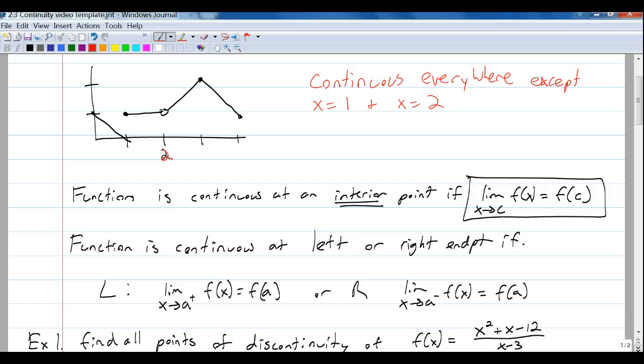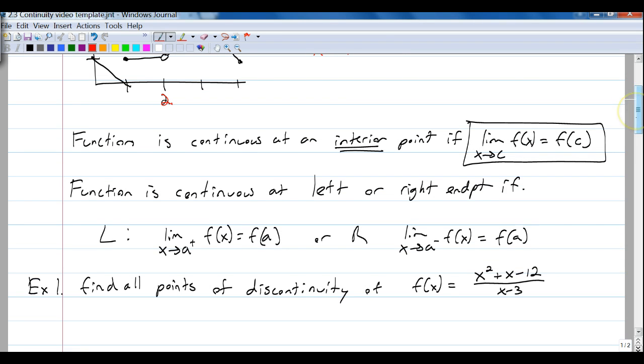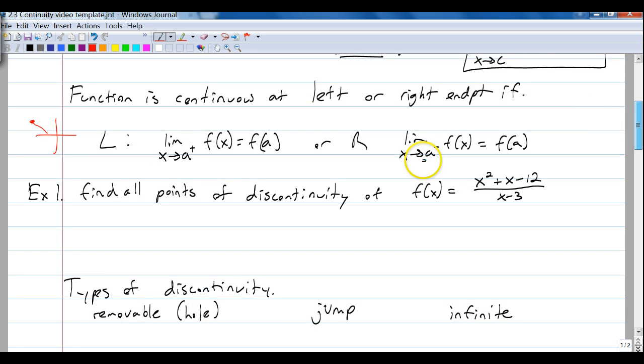It's continuous at a left or right endpoint if the value equals, so a left endpoint, for example, would be over here. Like if that's the endpoint, we would say it's continuous approaching from the right if approaching from the right equals that final value. And then the same thing for a right endpoint. If the limit approaching from the left equals the value, then you have continuity.